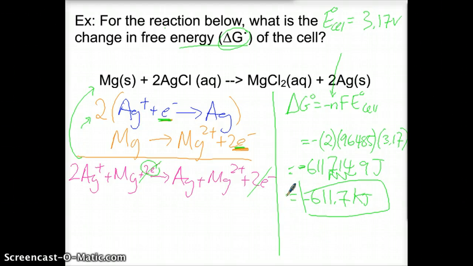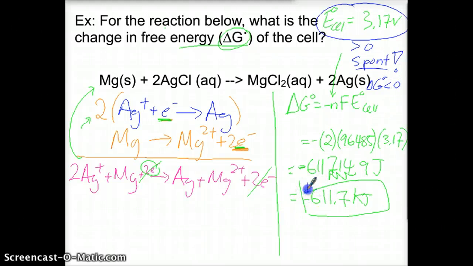Now let's pause and think. Does my answer make sense? Well, E naught was a positive value, greater than 0. So that means spontaneous. So what should I know about my delta G? Delta G needs to be less than 0. Aha! Delta G is negative. So my answer makes sense, spontaneous reaction.